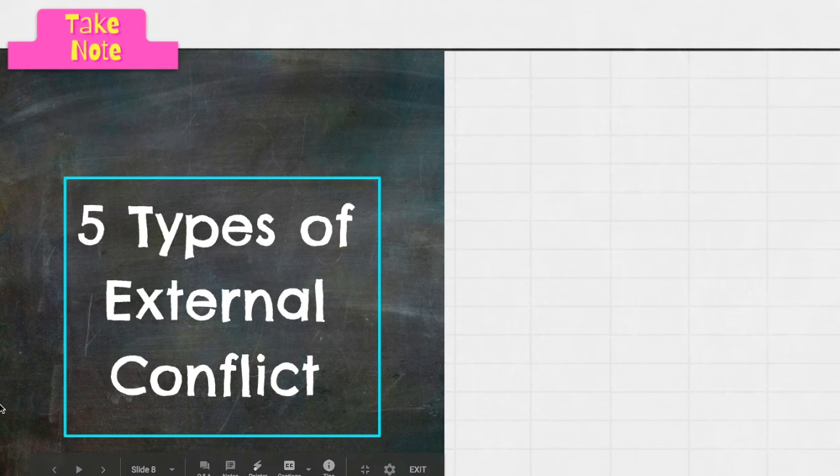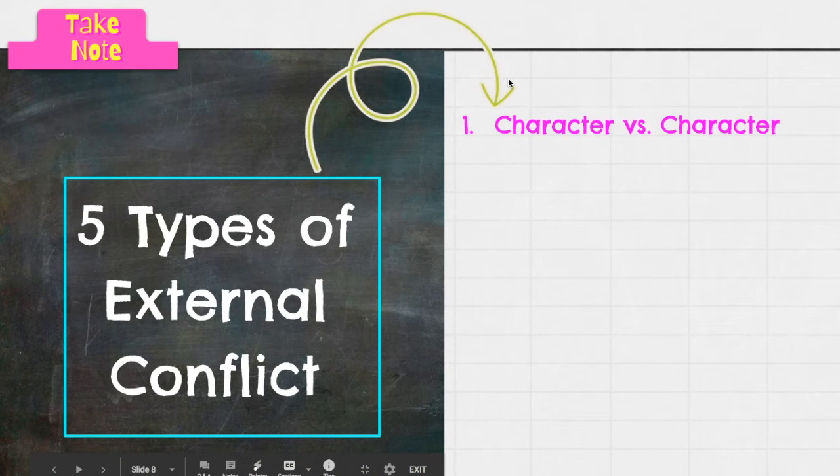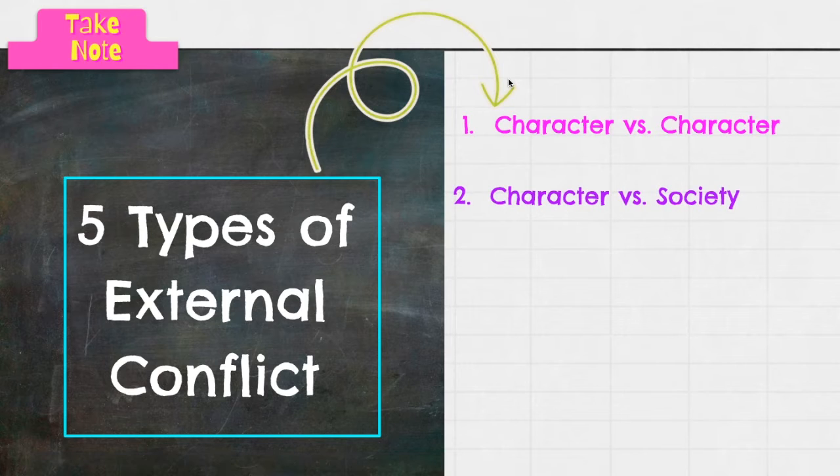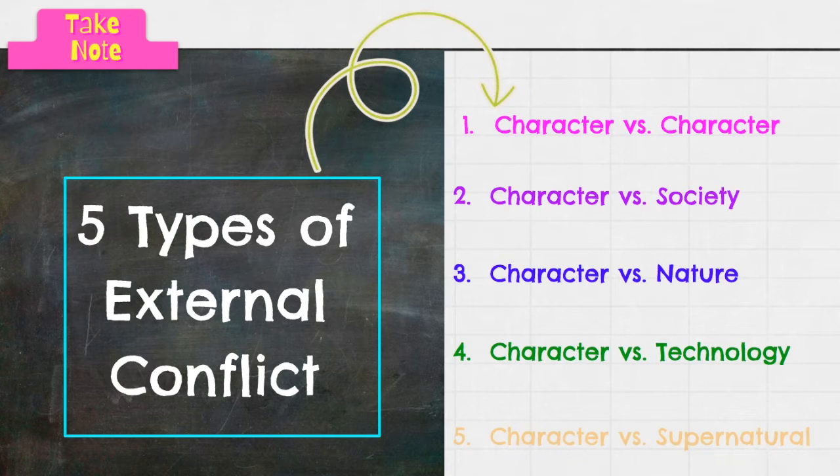All right, there are 5 types of external conflict. So let's look at those. We have character versus character, character versus society, character versus nature, character versus technology, and character versus supernatural.